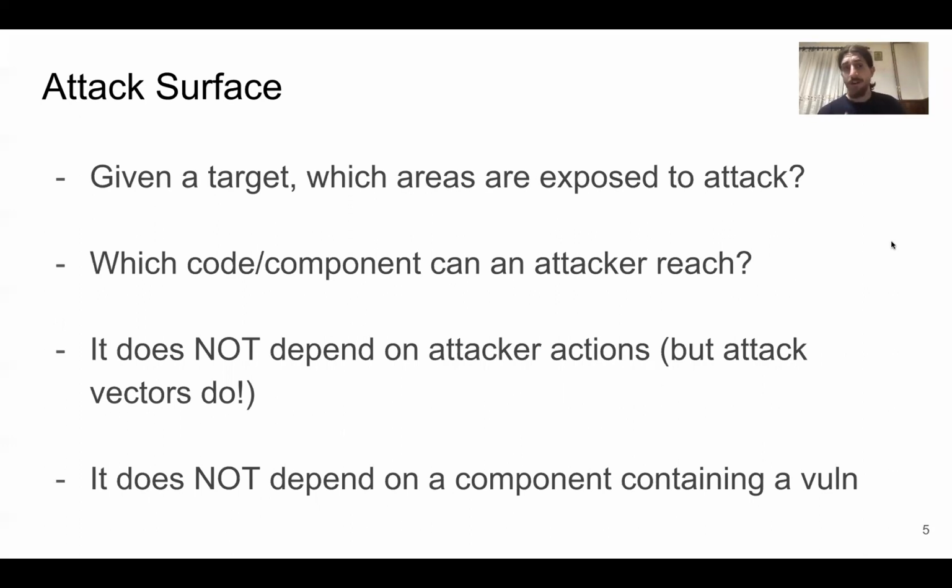Another question that is very overlapping with this is which code or component can an attacker reach? And please, try to not make confusion with all these terms. So attack surface does not depend on the attacker actions, but attack vectors do. So depending on the attack vector, you may have a specific attack surface, but it's not depending on what the attacker wants to do or not, okay? Also, it does not depend on a component containing a vulnerability. So something can be part of the attack surface even if it does not contain a vulnerability, okay?